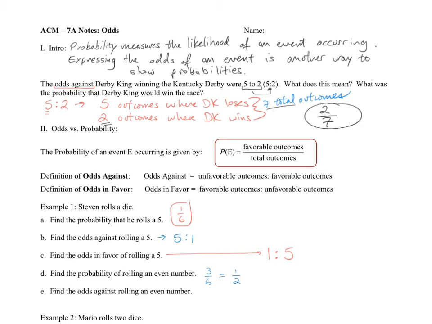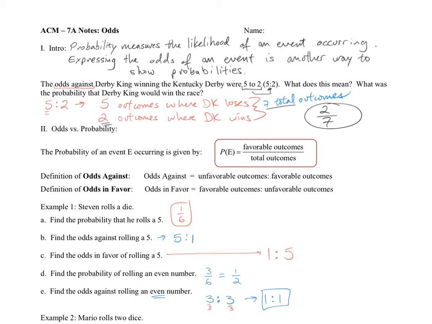So one thing that you will want to think about here is that we have 3 numbers that are not even. And we also have 3 numbers that are even. And we can treat odds just as though they're fractions. So we can notice that both of these are divisible by 3, giving us a new set of odds, 1 to 1.